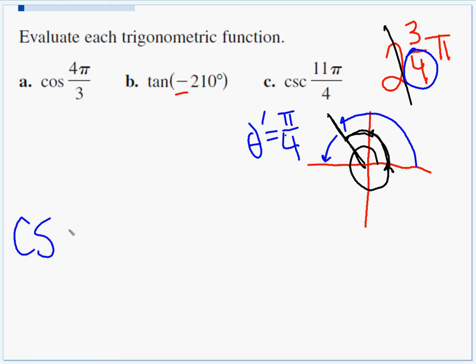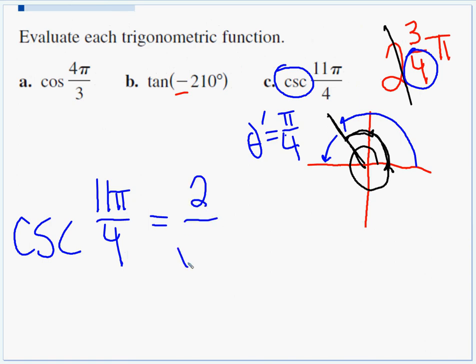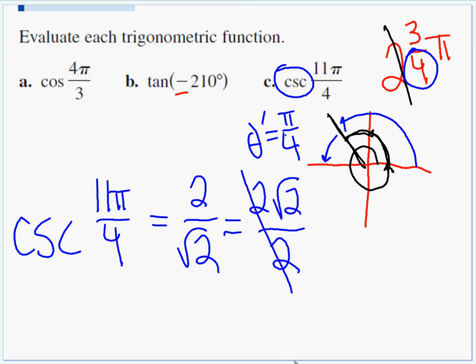So this cosecant of 11 pi over 4 is going to be the same thing as the cosecant at pi over 4, but we might need to change the sign. And when we go to the table, cosecant is not on the table, so we're going to find the sine at pi over 4 and flip it. So here is sine pi over 4. We're going to turn that upside down, so that's going to be 2 over the root of 2, and we are going to rationalize, 2 roots of 2 over 2, and then the 2's cancel. So the cosecant of 11 pi over 4 is equal to √2.